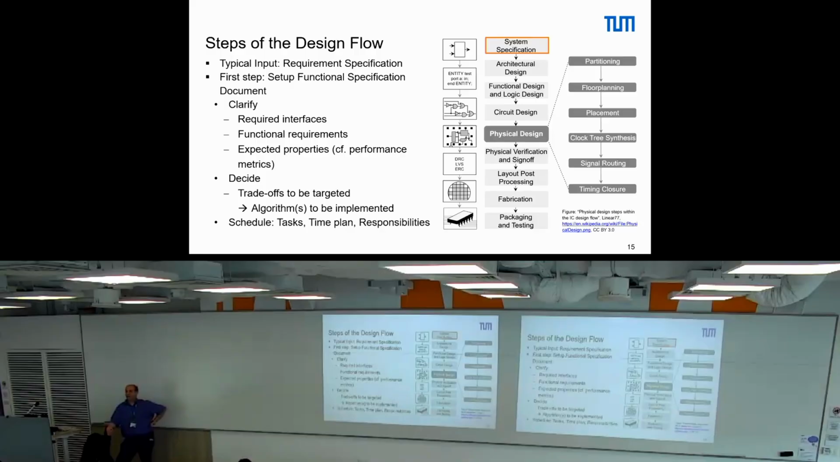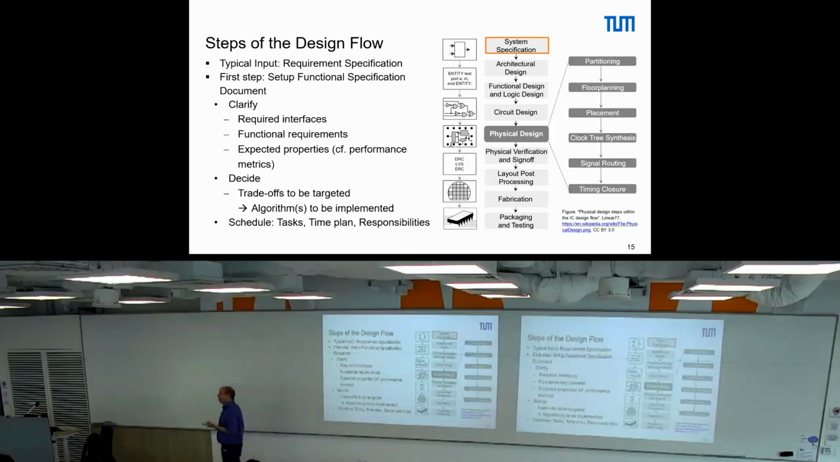Any idea? Proposals? What happens in architectural design? What architectural design actually is about? Yes, so we break down the design into modules, submodules, sub-submodules, so that we have partitioned it into individual blocks that we can well implement. In addition, we have to define the interfaces between the different building blocks. Then, if this is done, we go to the functional design.